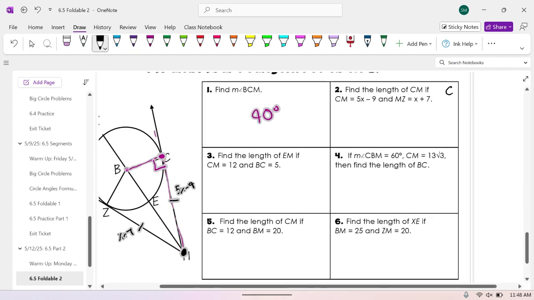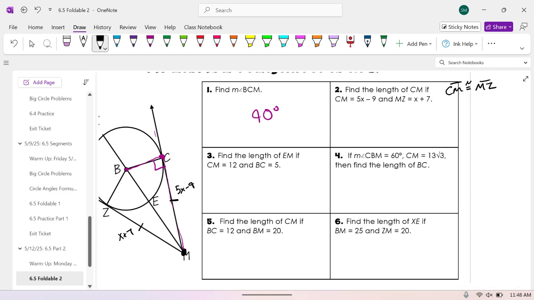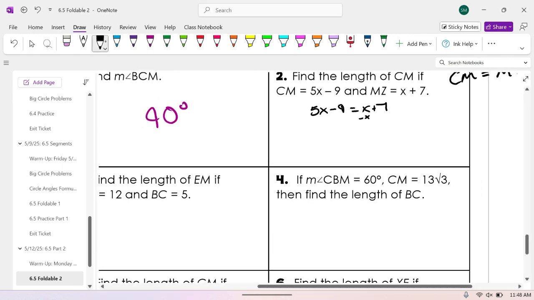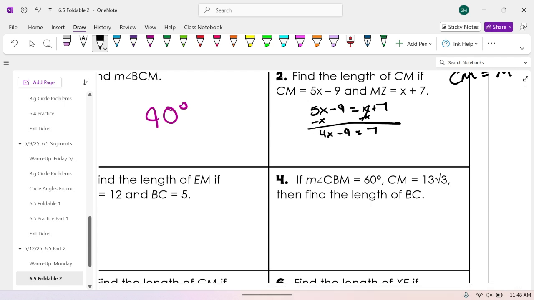So if CM is congruent to MZ, how do I set up my equation to solve? Set them equal to each other, solve for x. So I have 5x minus 9 is equal to x plus 7. Subtract the x from both sides. That goes away. I get 4x minus 9 is equal to positive 7. Add 9. 4x is equal to 16. Divide by 4. x is equal to 4. Now, that's not my answer.